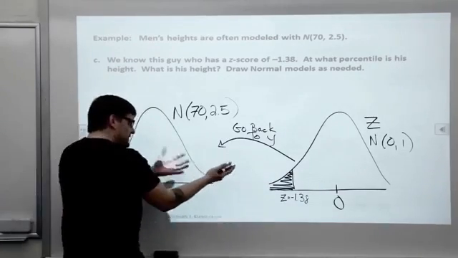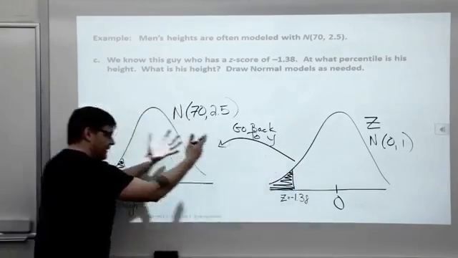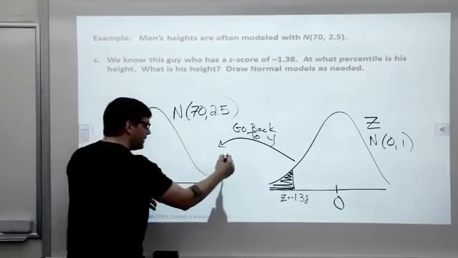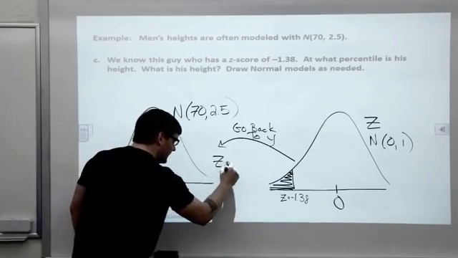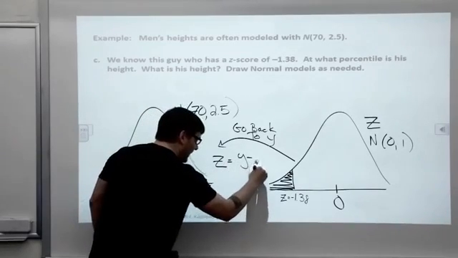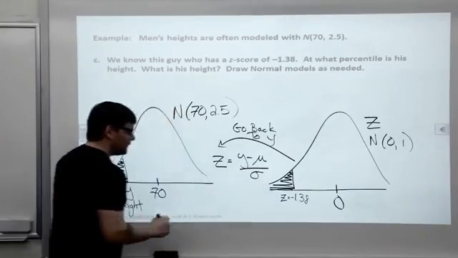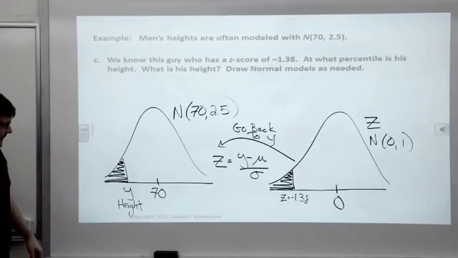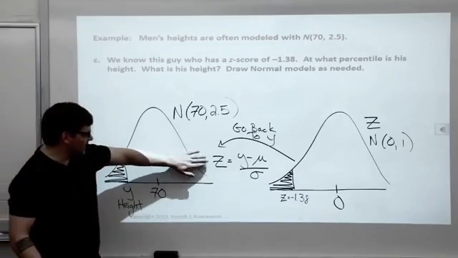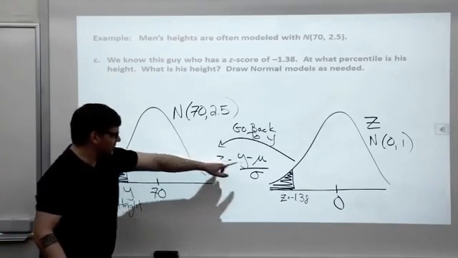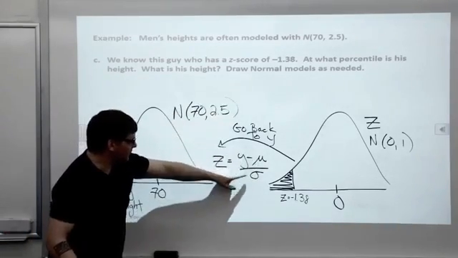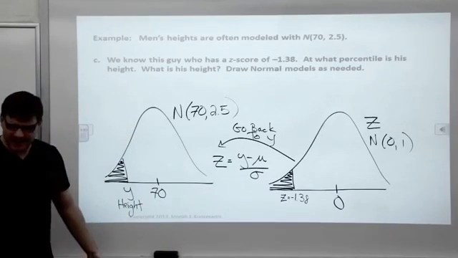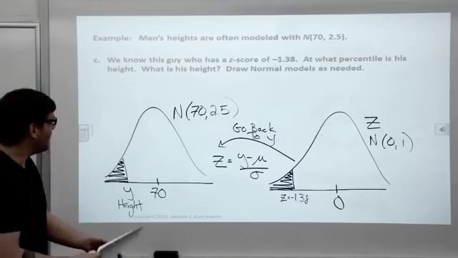Okay? And we would use the same formula to go from z back to y as we would in the previous example. We went from y over to z, right? And that formula is z equals y minus mu over sigma. That formula will take us from one to the other and back again. So in this case, we do know the z-score. We do know the mean is still 70. We do know the standard deviation is still 2.5 inches. So maybe I can get the answer here.